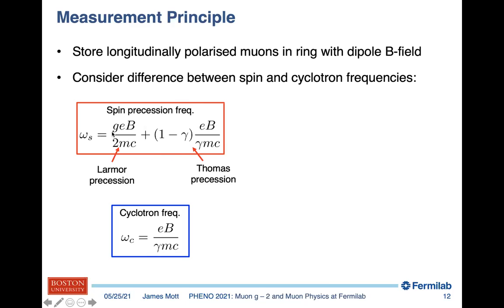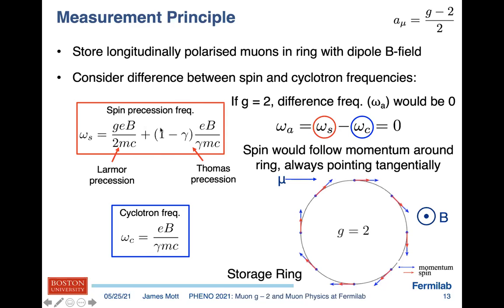Now, if you just imagine taking the difference between the spin and the cyclotron frequencies, in a world where g happened to be exactly equal to 2, you'd find that these two frequencies are the same, so the difference is 0. If you injected your muon into the ring, it's going to go around and around following the blue arrows, and the spin is just going to point in exactly the same direction as the momentum all the time, because it has the same frequency. So it'll always be pointing tangentially as you go around.